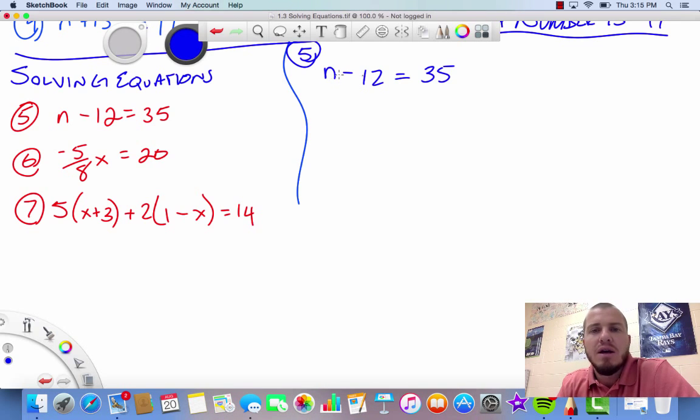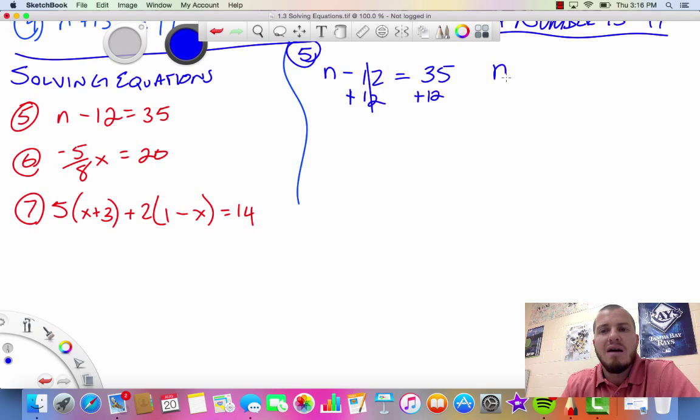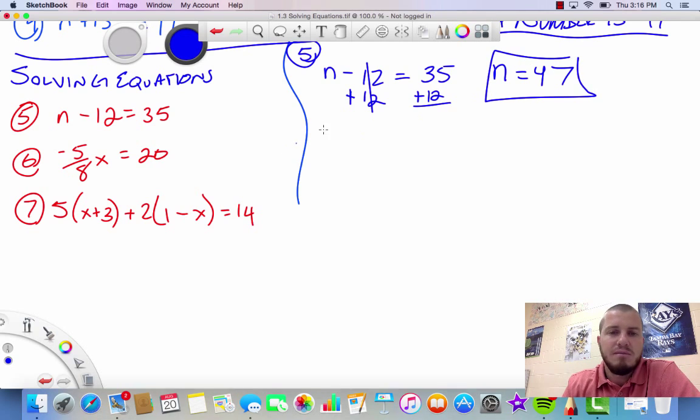Well, what's happening here is I'm subtracting 12 from n. So remember, we need to do their inverse operations. The inverse of subtracting, or the opposite of subtracting, is adding. So I'm going to add 12, but that means I also need to add 12 to this side. So these two will cancel out, and that's going to become 0. So then I have n is equal to, and this becomes 5 plus 2 is 7, 3 plus 1 is 4, n is equal to 47.